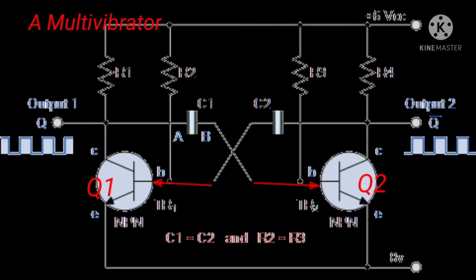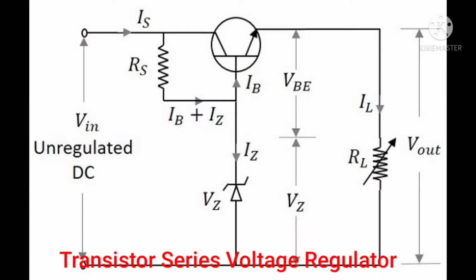The R2 and the R3 are the bias resistors. This is the illustration of a transistor series voltage regulator. This transistor, in series to the zener regulator, is put in parallel to the load. It works as a variable resistor, regulating its collector-emitter voltage in order to maintain the output voltage constant.